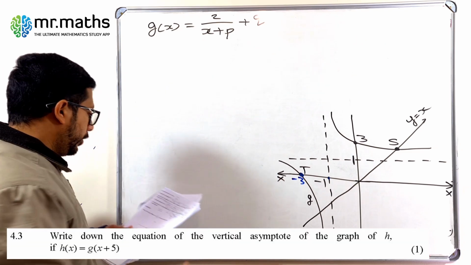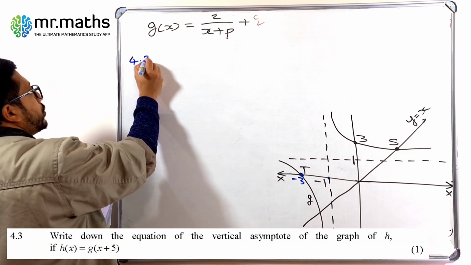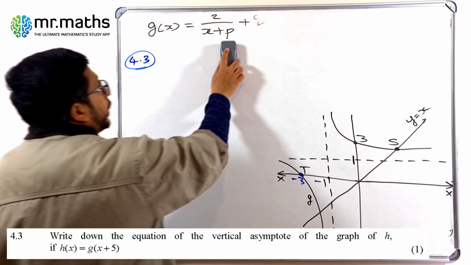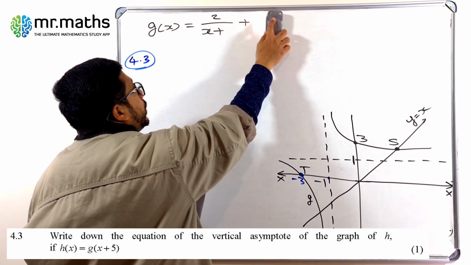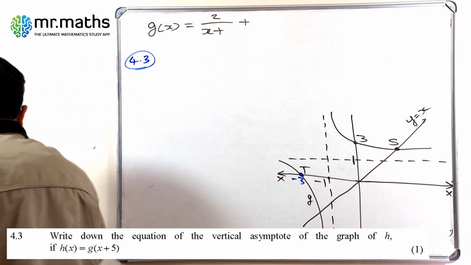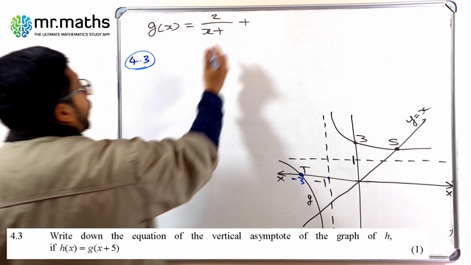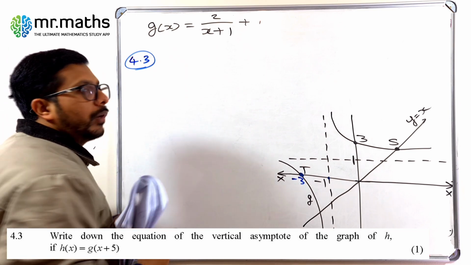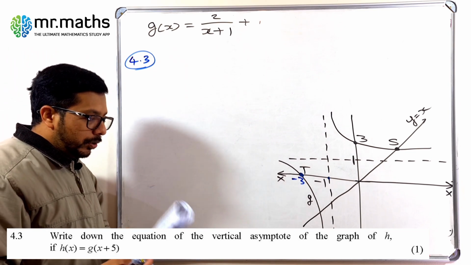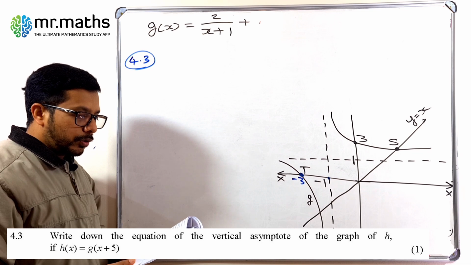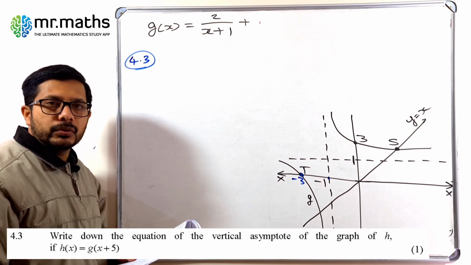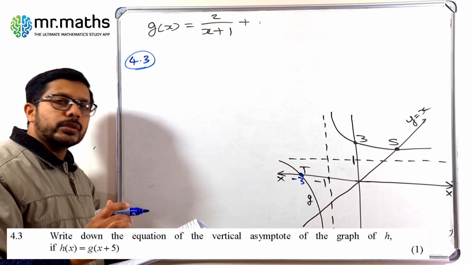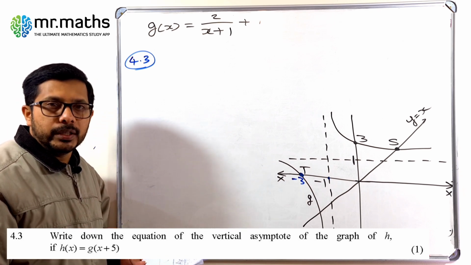Okay, question number 4.3. Before we go to question number 4.3, we know that P is equal to 1 and Q is also 1. So we can write it there. P is 1 and Q is also 1. Now what is question number 4.3? Write down the equation of the vertical asymptote of the graph of h. That h is not given, that's a new graph. So your question is to write the vertical asymptote of h of x graph.